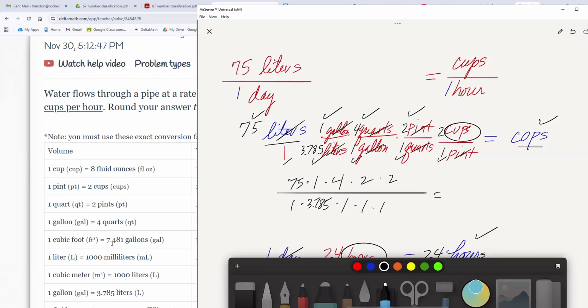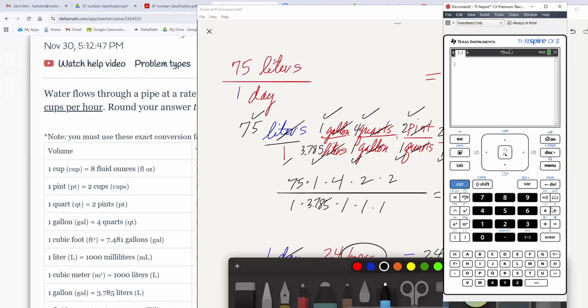And now I just go to the calculator and let the calculator go to work. So I'm going to have control divide up, and this is going to be 75 times 4. Now I just left out that 1 times 2 times 2. That's on top, and then on the bottom I've got 1 times 1 times 1 times 1 times 3.785. So that's all I need to put. 3.785, and then I press enter, and it tells me that this is the conversion from liters to cups, right?